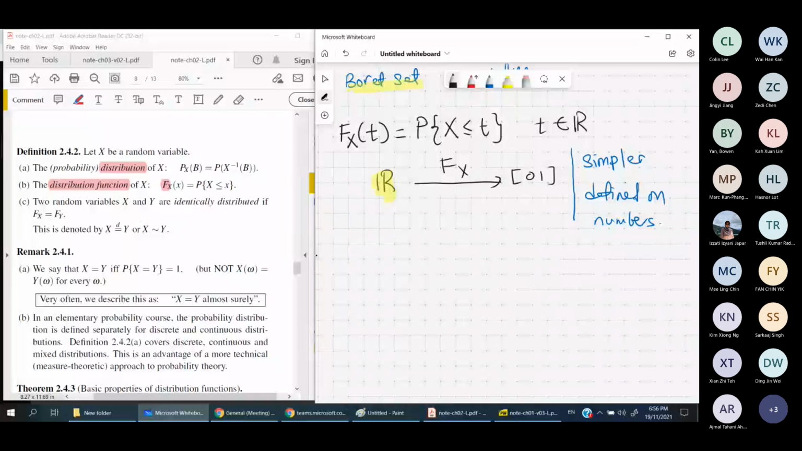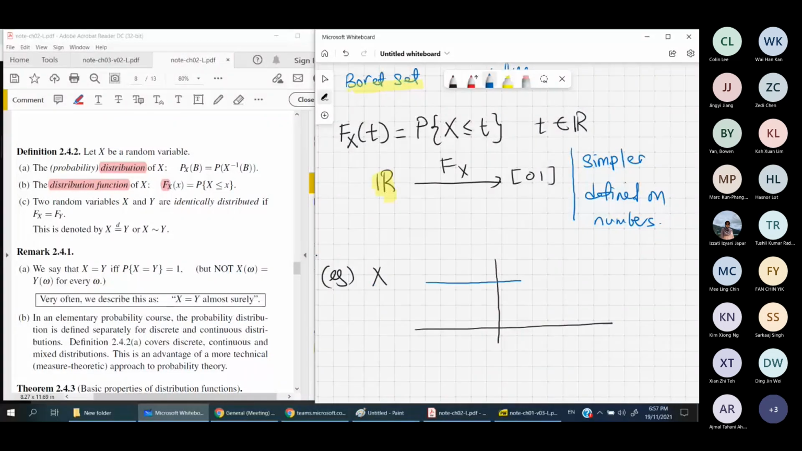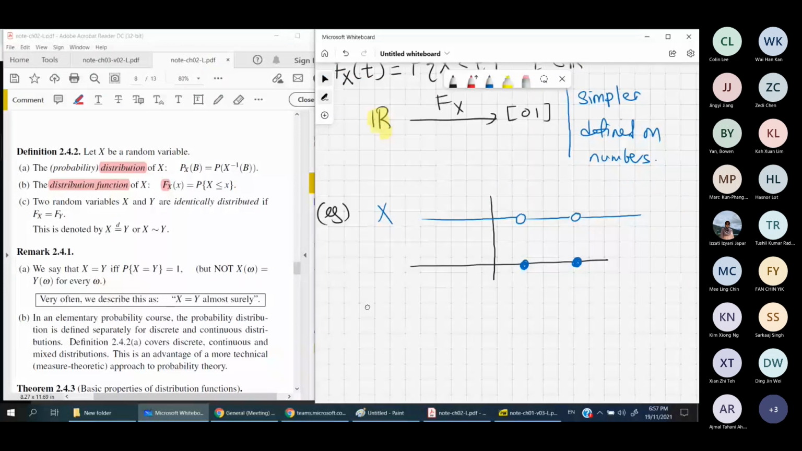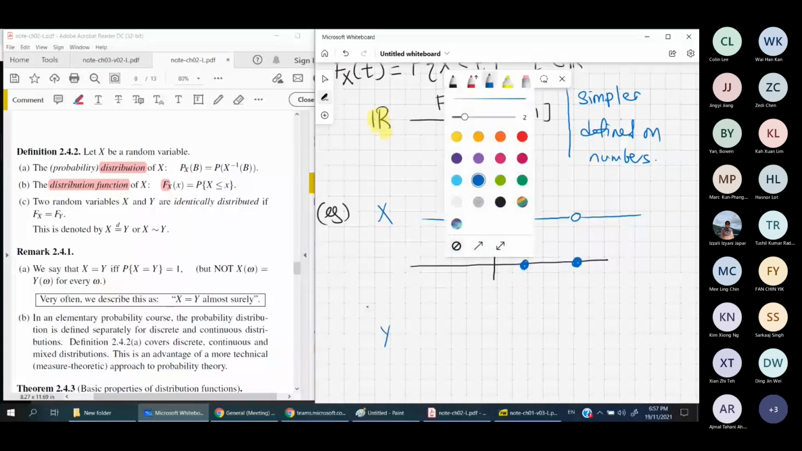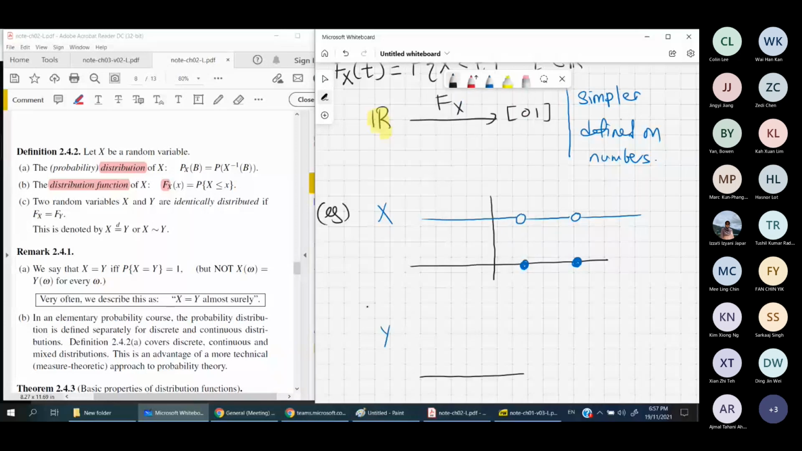For example, let's look at an example. Let's say X is defined like this, so the graph is like this. It is 1 here, but not here, then it drops to here, and then it's 3, then 0 here. So this is our function X. Next we look at Y, which is another function. Instead of having two holes here, Y only takes the value 1.